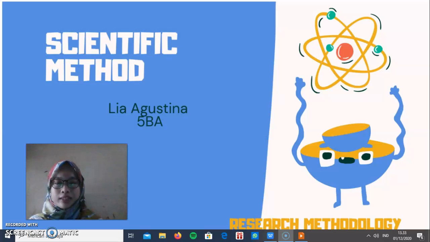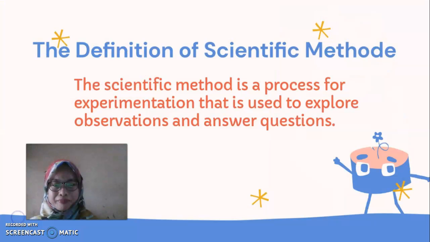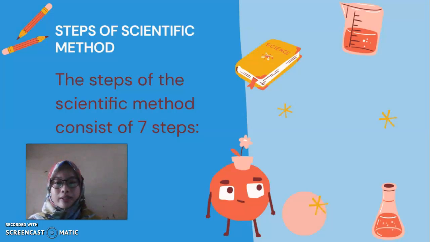In this great opportunity, I would like to tell you about the scientific method. So let us begin. First is the definition of the scientific method. The scientific method is a process for experimentation that is used to explore observation and answer a question. So we can say the scientific method is a way to solve a problem in an orderly, logical way. And next are the steps of the scientific method. The steps of the scientific method consist of 7 steps.